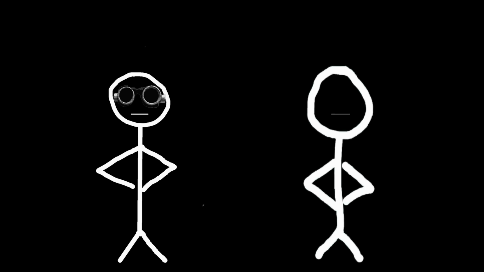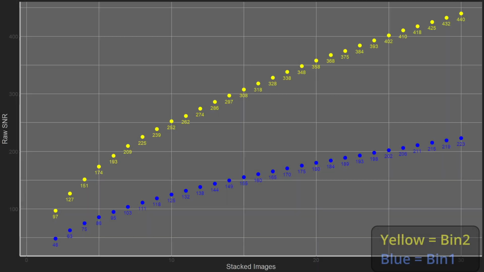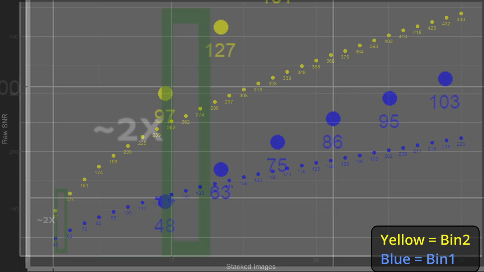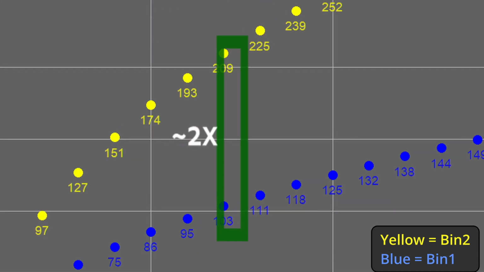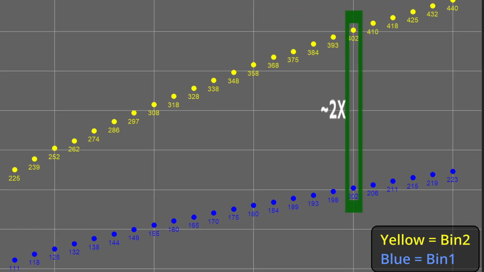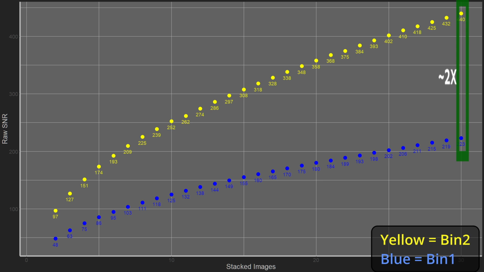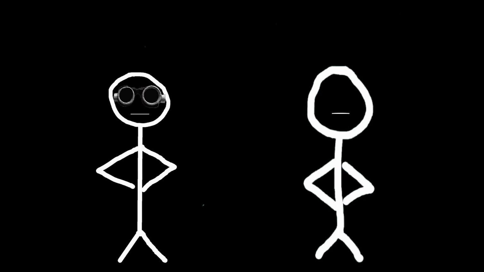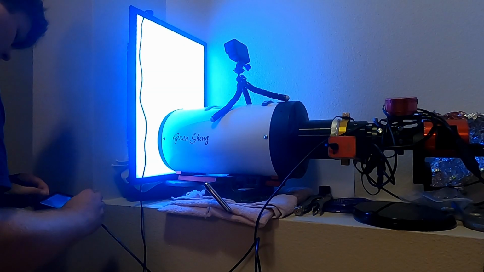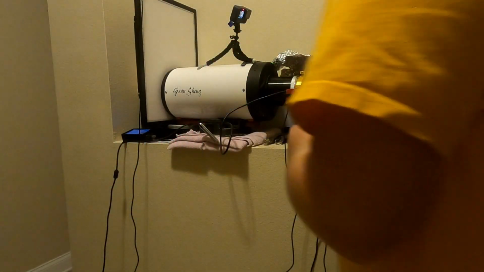Hi, Dr. Detail. Oh, it's my other counterpart. Did you also test bin 1 mode? I'm really interested in what you found. Yes, and the results are pretty much exactly as you'd expect. Bin 2 mode's pixels are twice the size of bin 1, and bin 2 mode got almost exactly twice the SNR. You're positive? I did the bin 1 test twice. I got the same results both times.